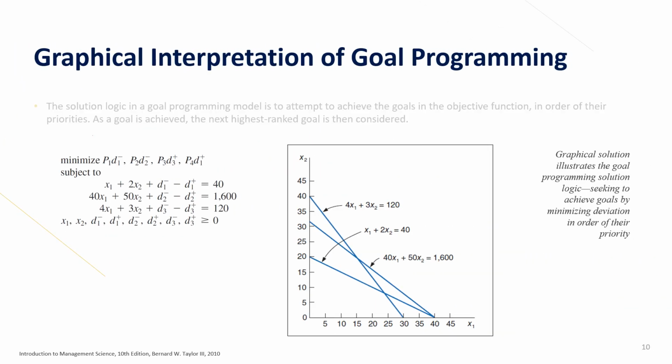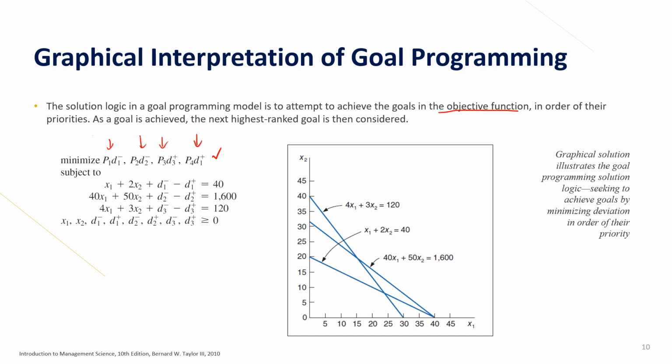Okay, the solution logic in goal programming is to attempt to achieve the goals in the objective function here in order of their priority: 1, 2, 3, and 4. And as a goal is achieved, the next highest ranking goal is then considered. So you consider priority 1 first, and then 2, and then 3, and then 4. So the graphical illustration will show how the goal programming solution logic seeks to achieve the goals by minimizing the deviation.